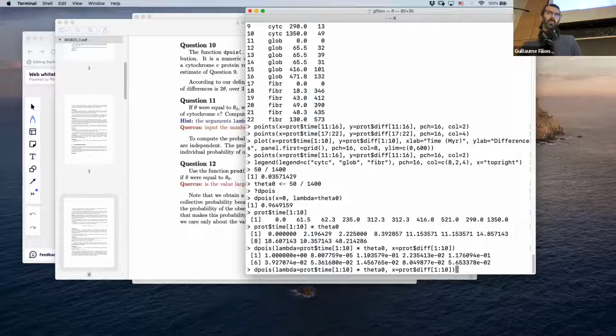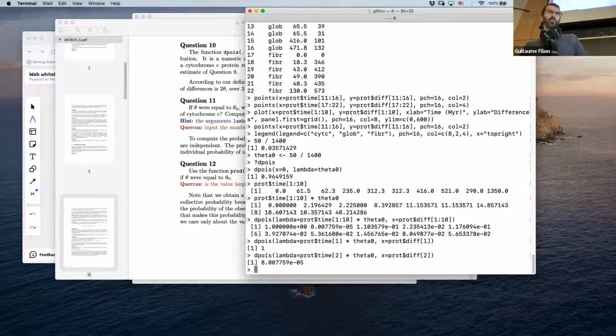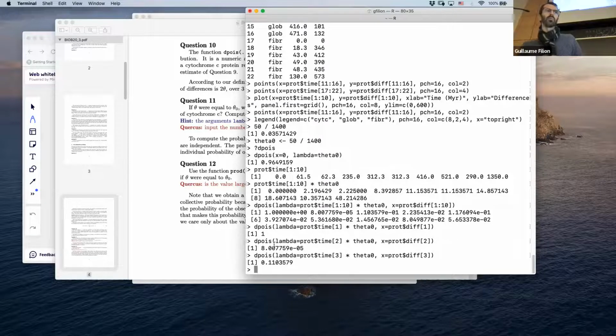I can do it maybe a little bit slower for those who are confused by this vectorization. So that would be the first. The second is this one, and so on. And I'm going to explain right now what I'm doing. So the first here, I'm saying lambda is equal to, that's the value here that's equal to 0. So when lambda is equal to 0, what is the probability that x is equal to 0? It's 1. Okay, so far so good. When nothing happens, the probability that nothing happens is 1. That's for sure.